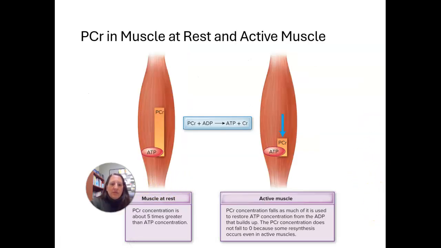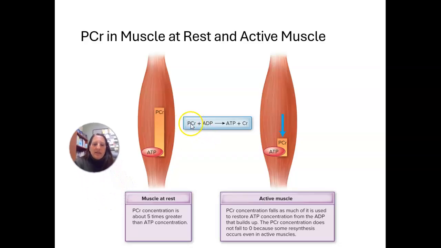Again, this kind of shows it. What happens is phosphocreatine will donate its phosphate to ADP, and you end up with ATP plus creatine, unphosphorylated. And then more of this gets made. So a muscle at rest, not contracting, the phosphocreatine levels will be high, about 5 times greater than ATP concentrations. In an active muscle, ATP concentrations go down. That's going to trigger this reaction, and your phosphocreatine levels will fall. Again, that is to restore ATP levels.